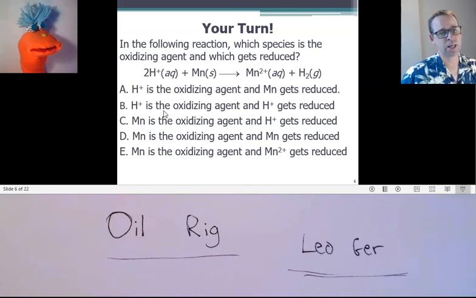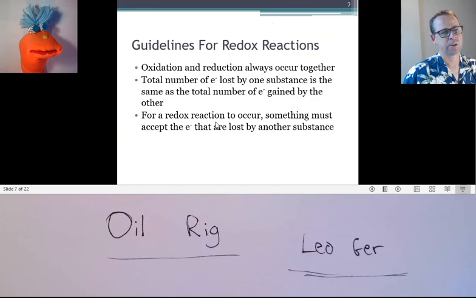Which one's easy to pick out here for you? The Mn. What's Mn? Manganese. Manganese is being oxidized. Very good. So that means the oxidizing agent is what? The H+ ion. So the H+ ion is the oxidizing agent, and it was reduced. Okay, which answer is that? B. Very good. Excellent job.